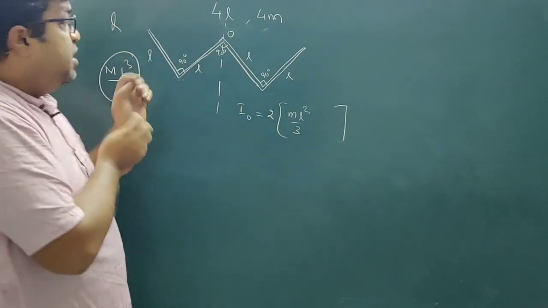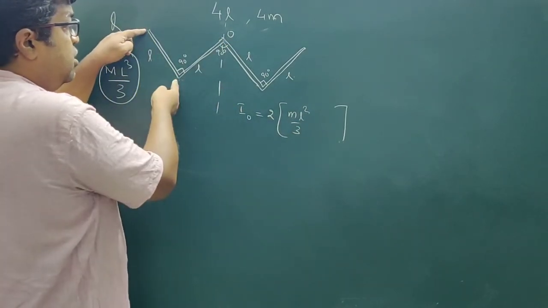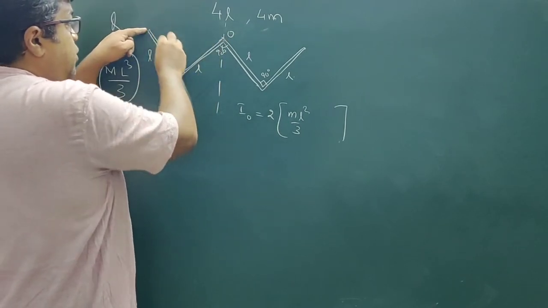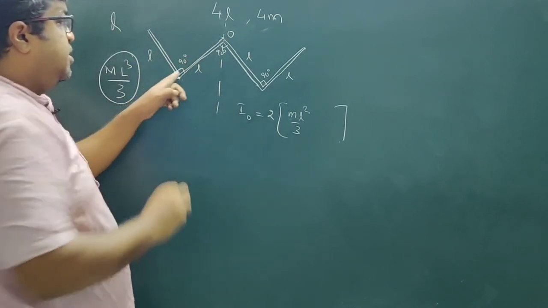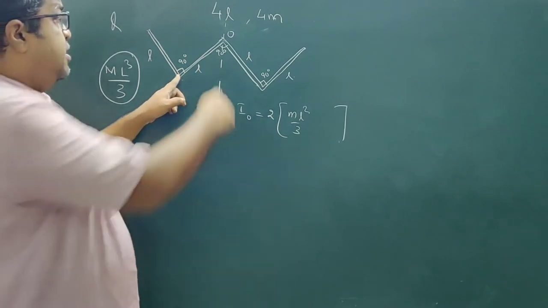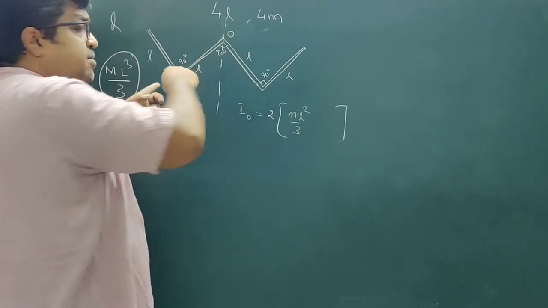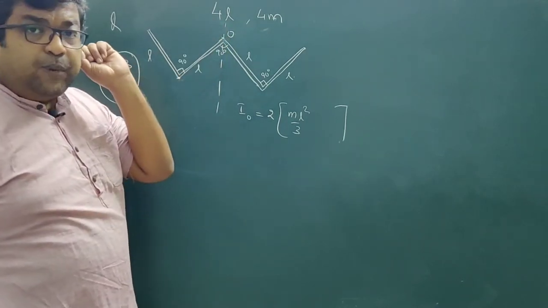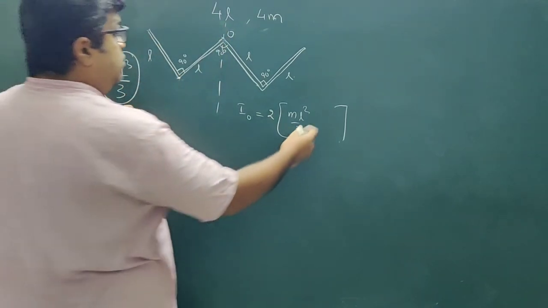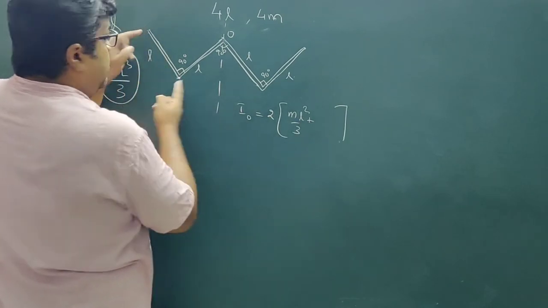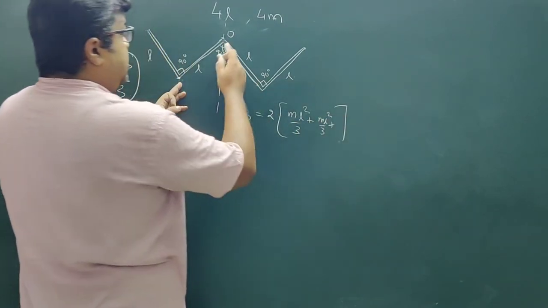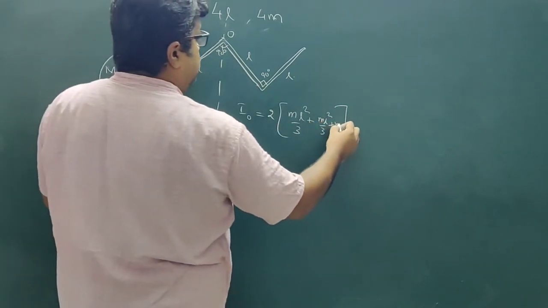Now for this rod, you are calculating the moment of inertia about this axis. The moment of inertia for this rod about this axis is ML squared by 3. This axis is parallel to this axis, so we have to use the parallel axis theorem. By using the parallel axis theorem, what do you get? ML squared by 3 plus, the length is L, so ML squared.